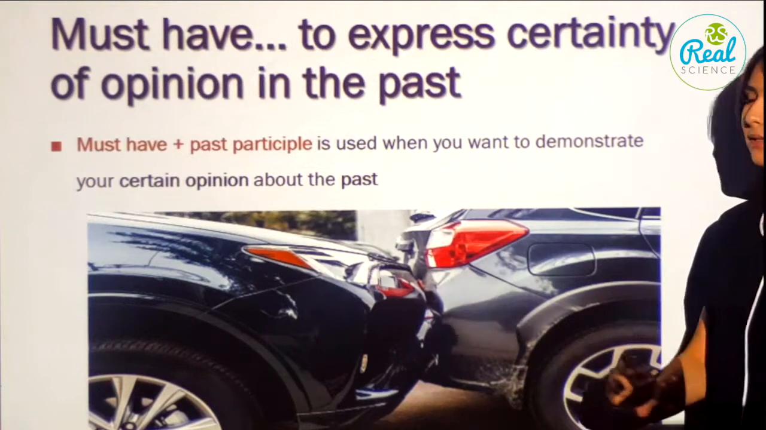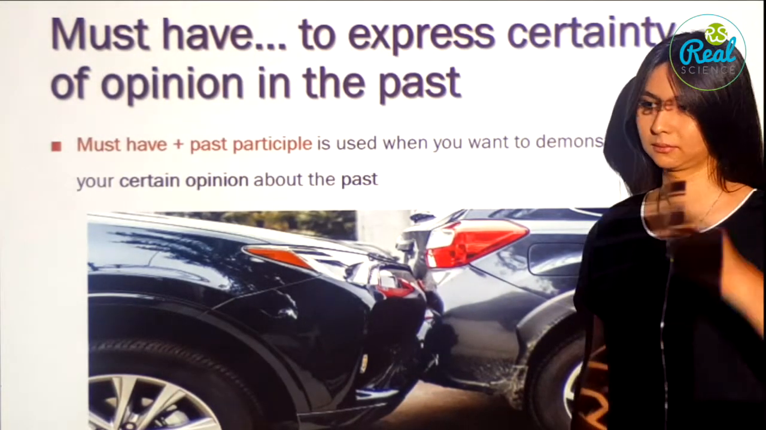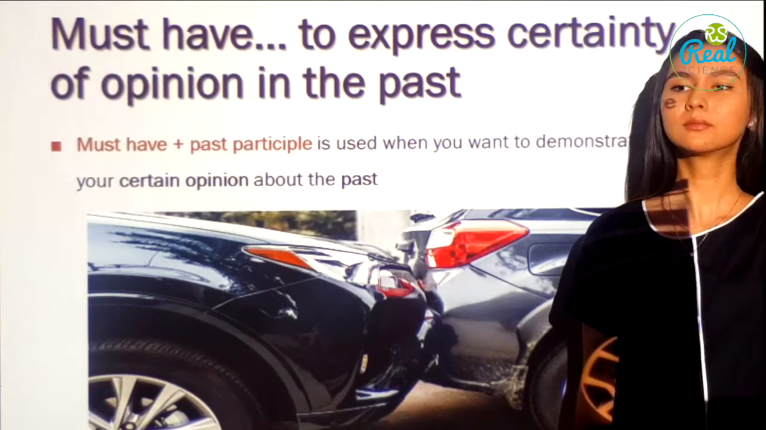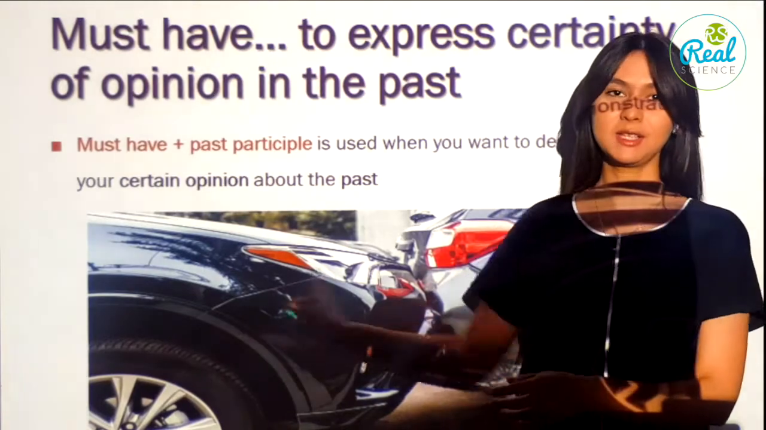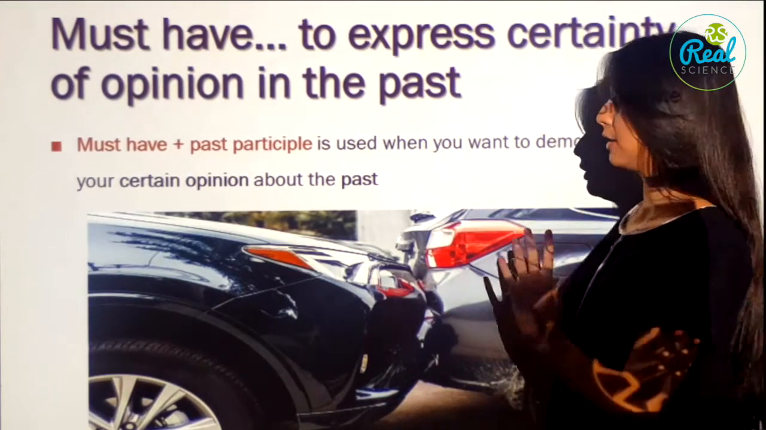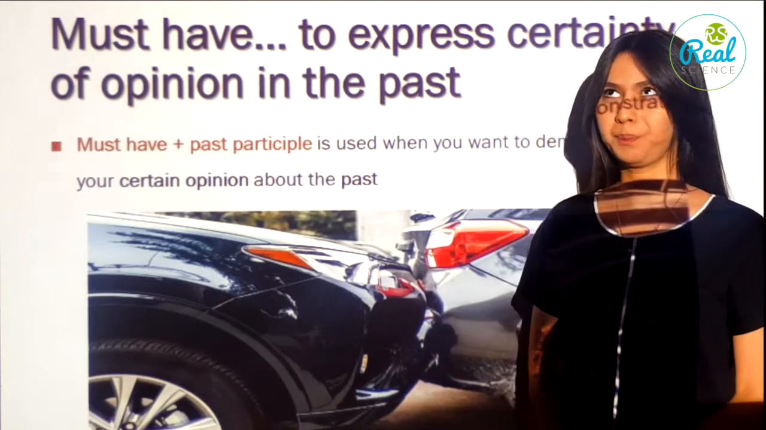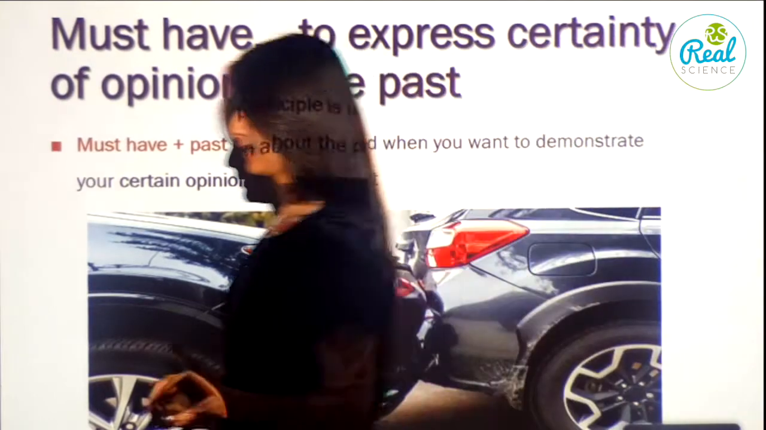Okay, now look at this picture. So it happened in the past. What can you see from the picture? Yes, the car crash. You can see the car crash, and the car crash happened in the past. So now let's summarize our opinion about this picture in the next slides.